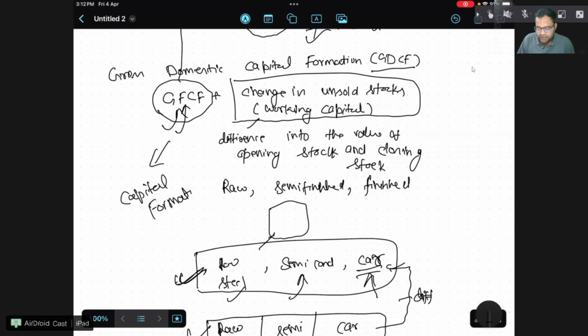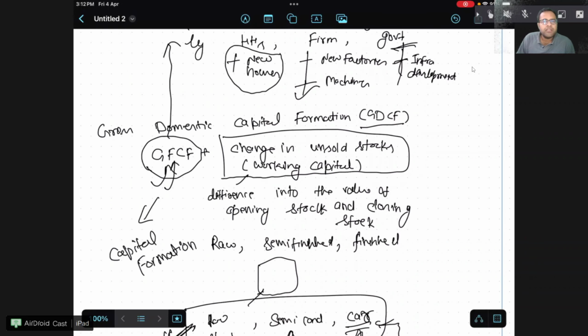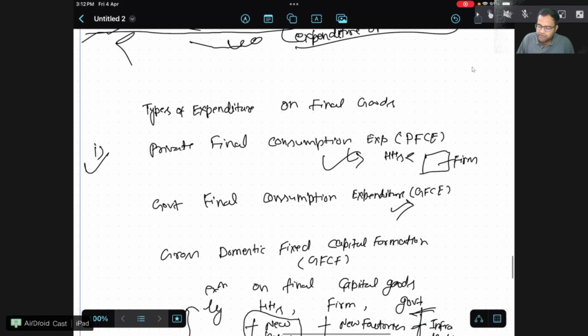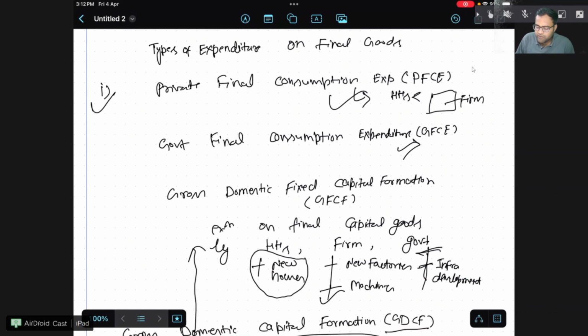This capital formation also shows the potential growth rate of any particular economy. So I hope you are getting the meaning of types of expenditure on any particular good. There are basically three types of expenditure on any particular good: the government final consumption expenditure, the private final consumption expenditure, and the gross domestic fixed capital formation.